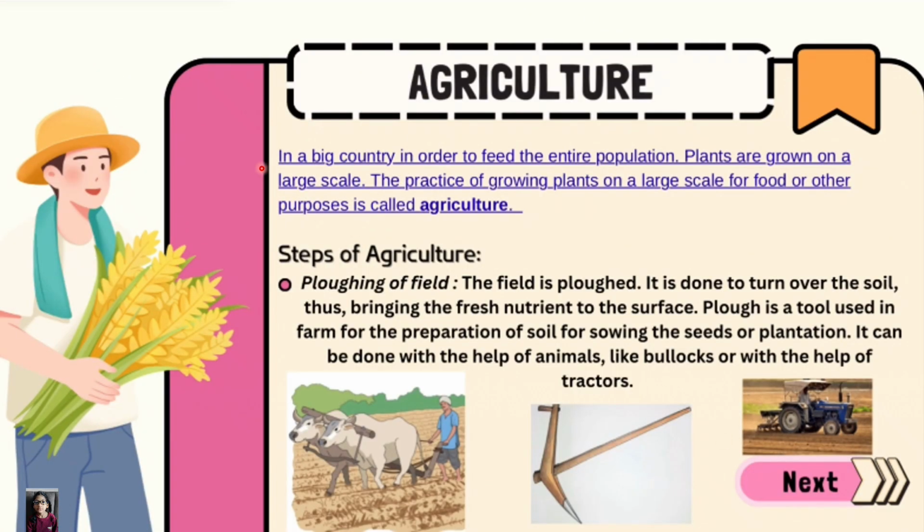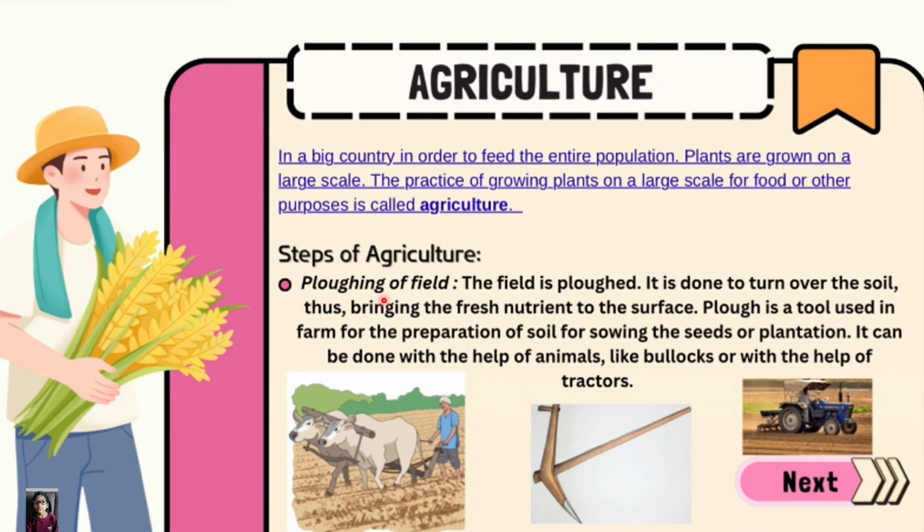Agriculture. In a big country, in order to feed the entire population, plants are grown on a large scale. The practice of growing plants on a large scale for food or other purposes is called agriculture. Let's see the steps of agriculture.